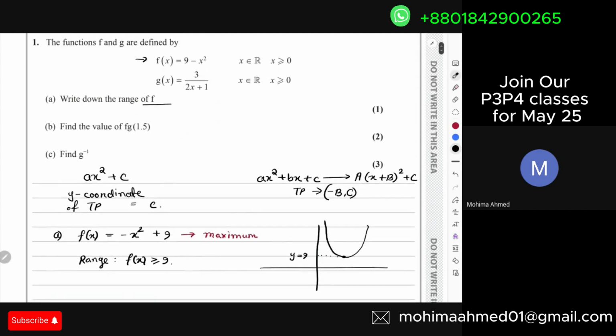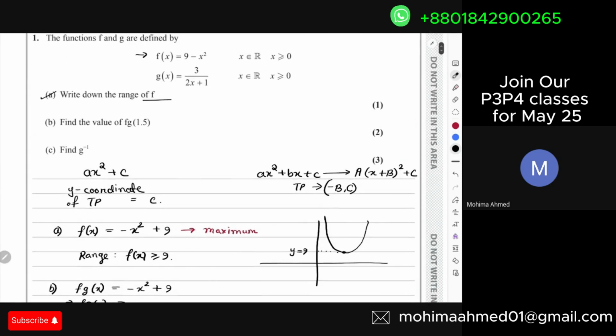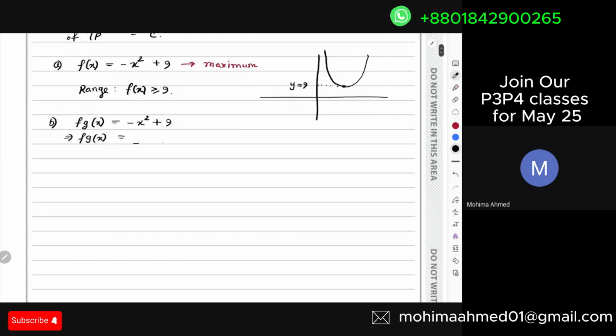If we move on to part B, they're asking for a composite function, right? fg of 1.5. That means I have to insert g of x into f of x, and after that, I have to insert the value of x as 1.5 into the equation. So if we insert g of x into f of x, we have f of g of x. We're starting with minus x squared plus 9, right? From there, inside this x squared, I have to insert the value for g of x, which was, by the way, 3 divided by 2x plus 1. So minus 3 over 2x plus 1, whole squared, plus 9.